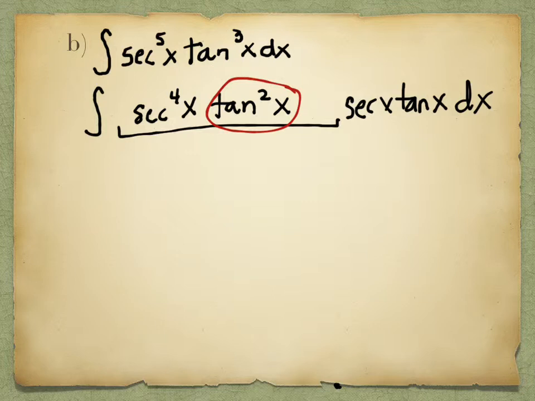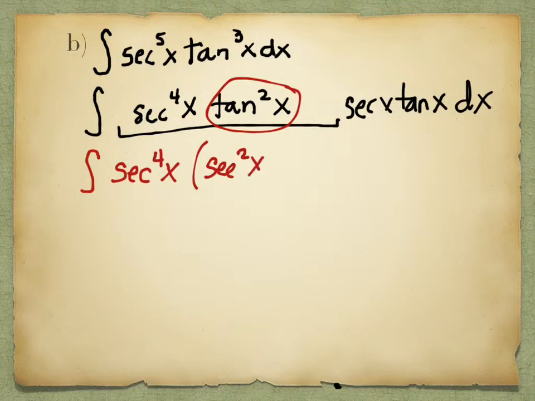So I can take that tangent squared of theta, or tangent squared of x in my problem, and replace it. So I have my integration at the beginning. I have my secant to the fourth. That doesn't change. But my tangent squared changes into secant squared of x minus 1. And then again, I have that secant x tangent x at the back.